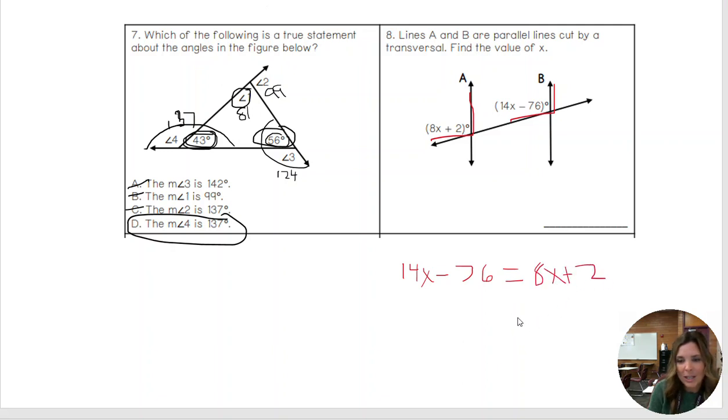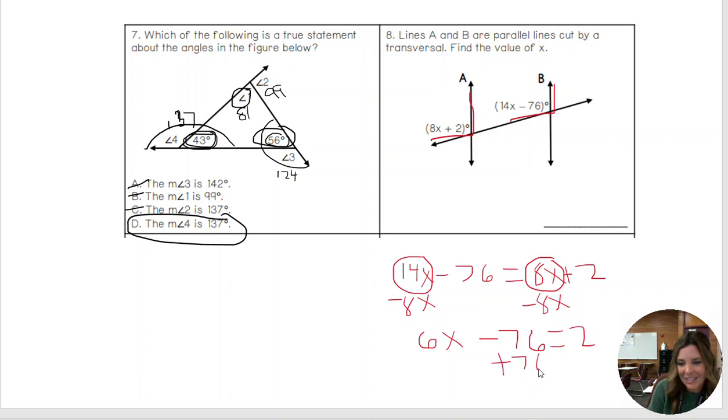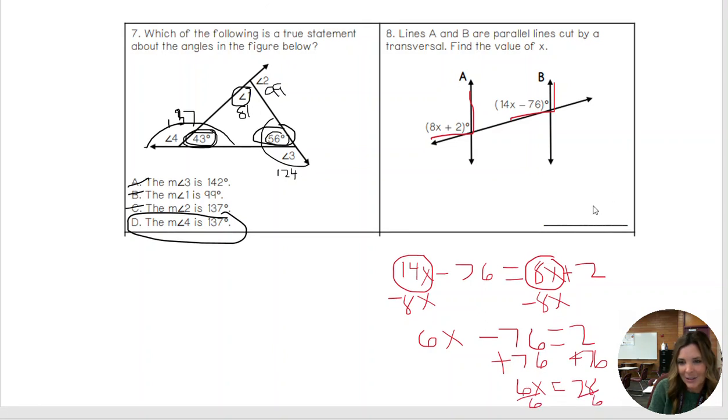And then from there, you just solve that equation by getting these two variable terms on the same side. Remember, if they're on opposite sides, you have to use opposite operations. So we're going to subtract 8x from both sides. 6x minus 76 equals 2. And then add 76 to both sides. And then 6x equals 78. So when you divide by 6, you get 13. So all you needed to do on this one was find the value of x. So the value of x is 13. Okay, let's go to the next one.